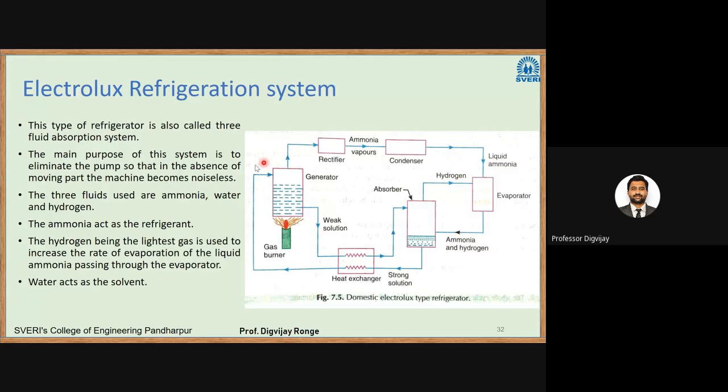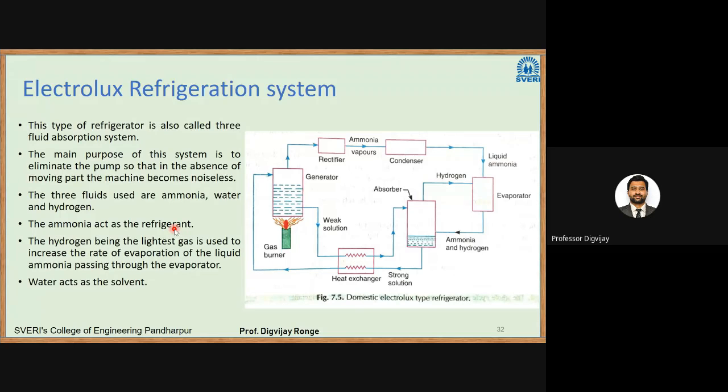So in absence of moving parts, the machine will become noiseless. The three fluids used are ammonia, water, and hydrogen. Hydrogen means hydrogen gas. The ammonia acts as a refrigerant. So obviously this is aqua ammonia solution. So in that case, ammonia will act as a refrigerant, water will act as an absorber, and hydrogen's function here is to increase the rate of evaporation of ammonia.